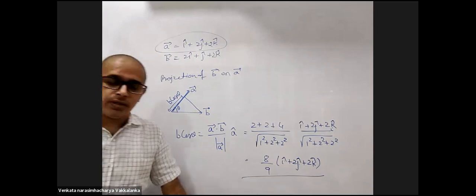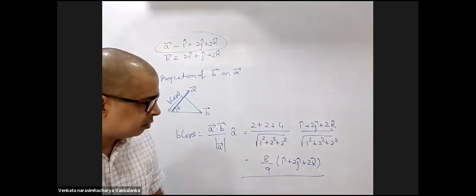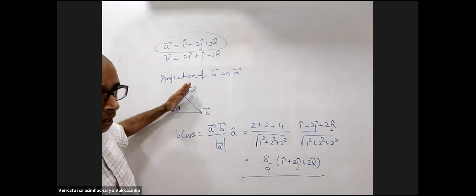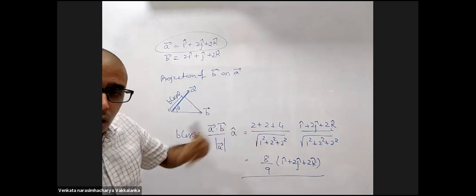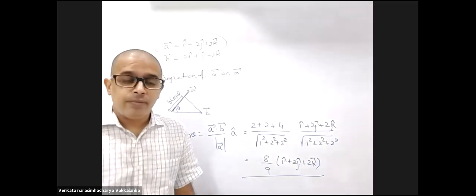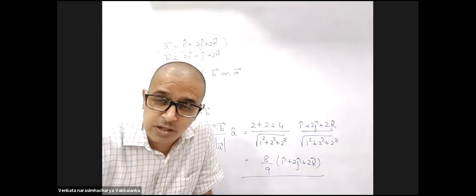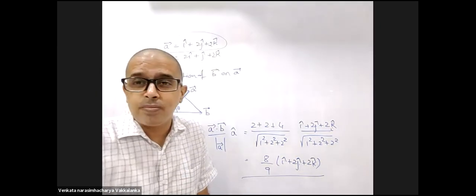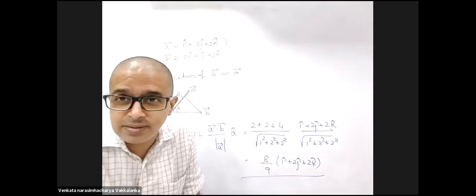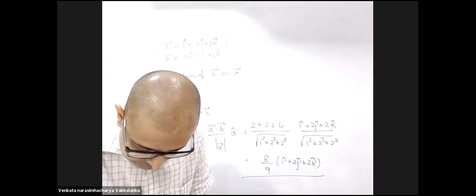Sir, on here means along, no? Along. Projection of B along A, on or along, anything will mean the same thing in physics. Today we have learned one way of multiplying, that is called dot product. Dot product of two vectors will always be a scalar. Is that clear till here? Yes, sir.